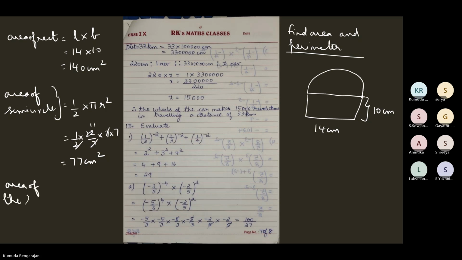is equal to 140 plus 77, 217 centimeters square. Correct? Yes, ma'am. Now tell me the perimeter, children. What's the perimeter? Ma'am, I got it as 56. 56. Lakshana, is it? Yes, ma'am.